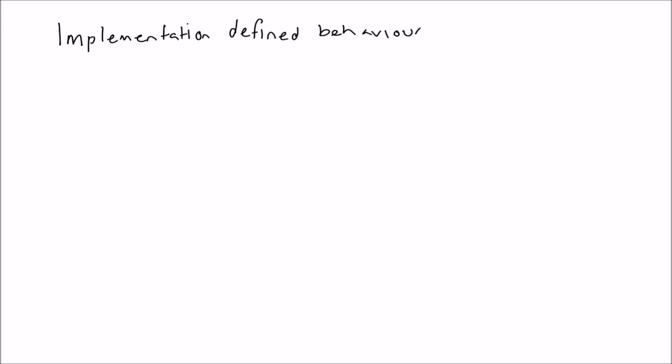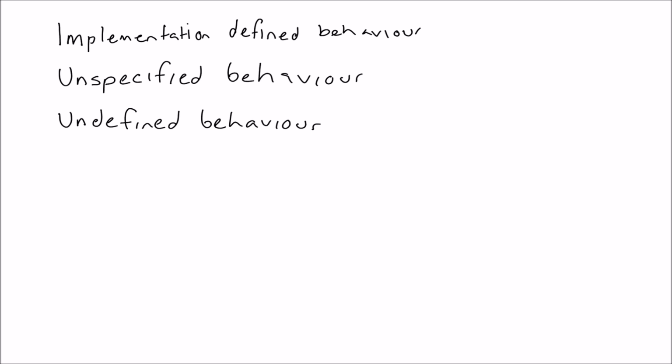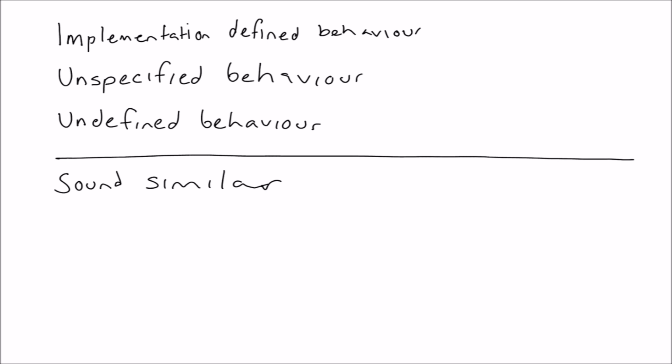In this video, we're going to be taking a look at the differences between implementation-defined behavior, unspecified behavior, and undefined behavior. These terms all sound similar, so it's pretty important that you understand the differences between the three early on, and I'd say this is the most important video that you will watch in the entire series.